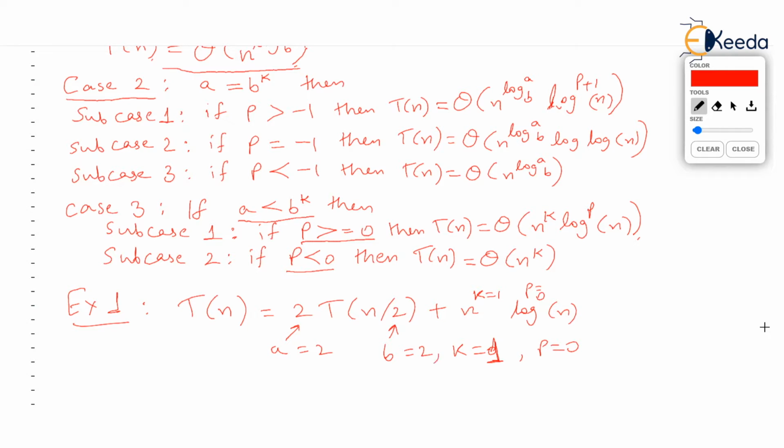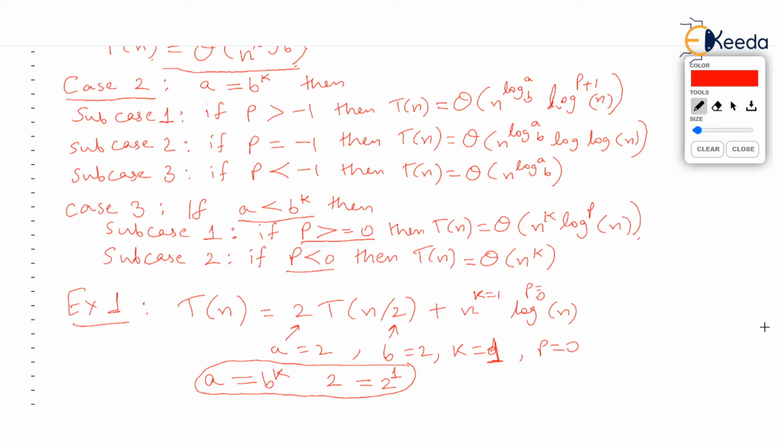Okay. Now let's see what is the relation between A, B and K. You will see A here is equal to B raised to K, as the value of A is 2, equal to 2 raised to 1, B raised to K. So the case that arises is case 2, isn't it? Read out case 2 on top of the page. If A is equal to B raised to K, then there arise three subcases: if P is greater than -1, if P is equal to -1, if P is less than -1. Now here you observe P is equal to 0, isn't it? As P is 0, subcase 1 will arise because P is greater than -1.